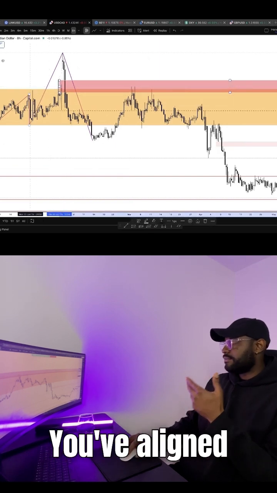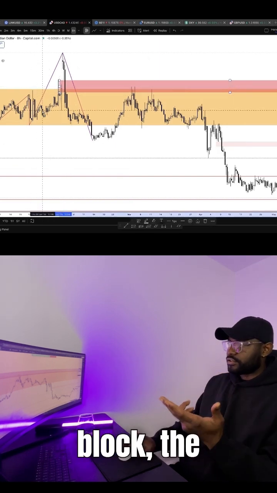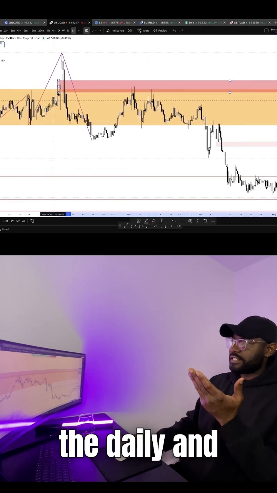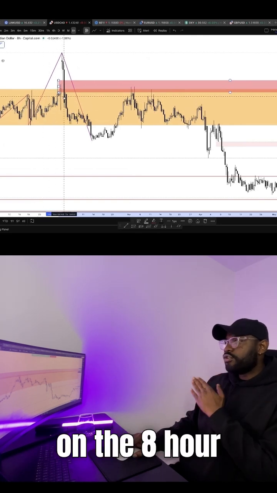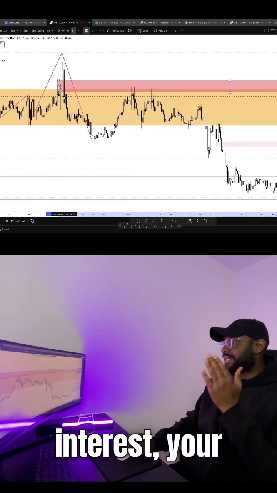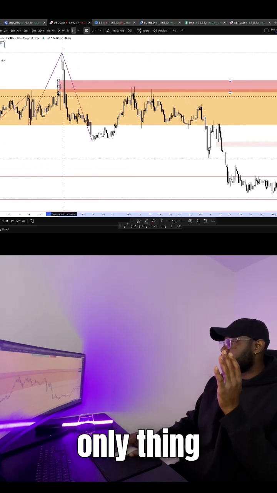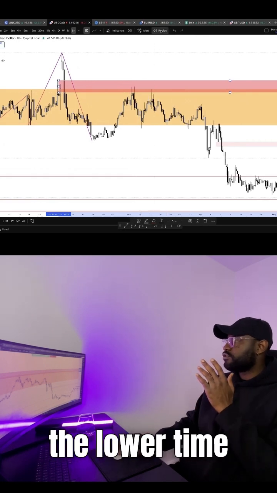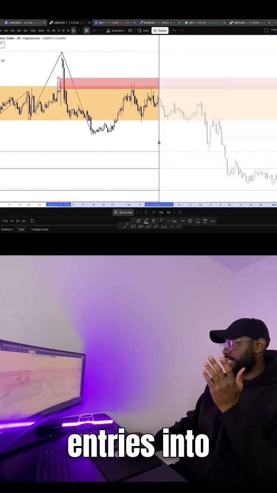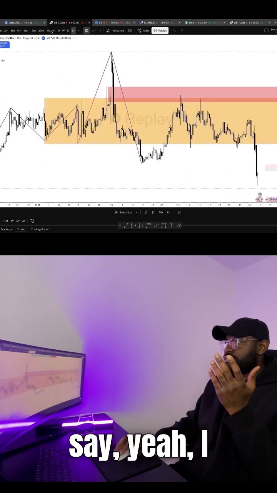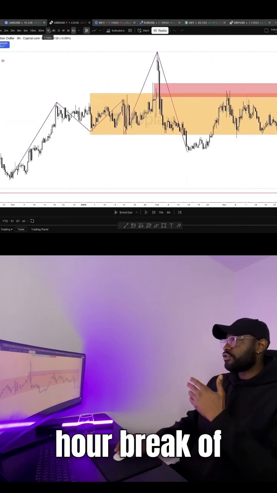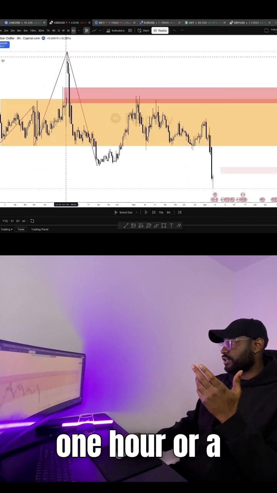You've aligned it with the mitigation block, the break of structure on the daily, and an inefficiency on the 8 hour. And all your points of interest, your analysis, are from the higher time frame. The only thing you're now doing is using the lower time frame to look for your entries into that trade. You can now say, yeah, I want to use maybe a 4 hour break of structure, or a 1 hour, or a 30 minute break of structure.